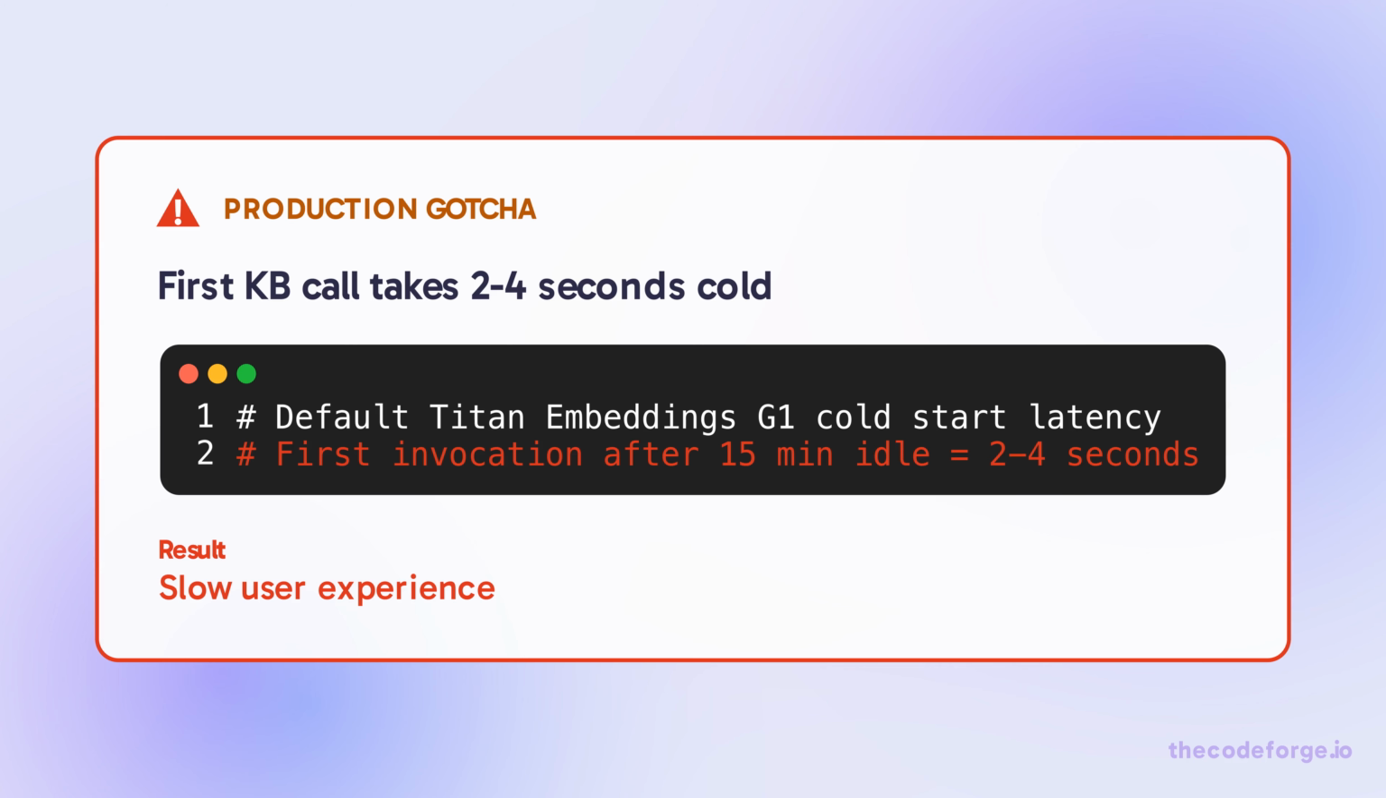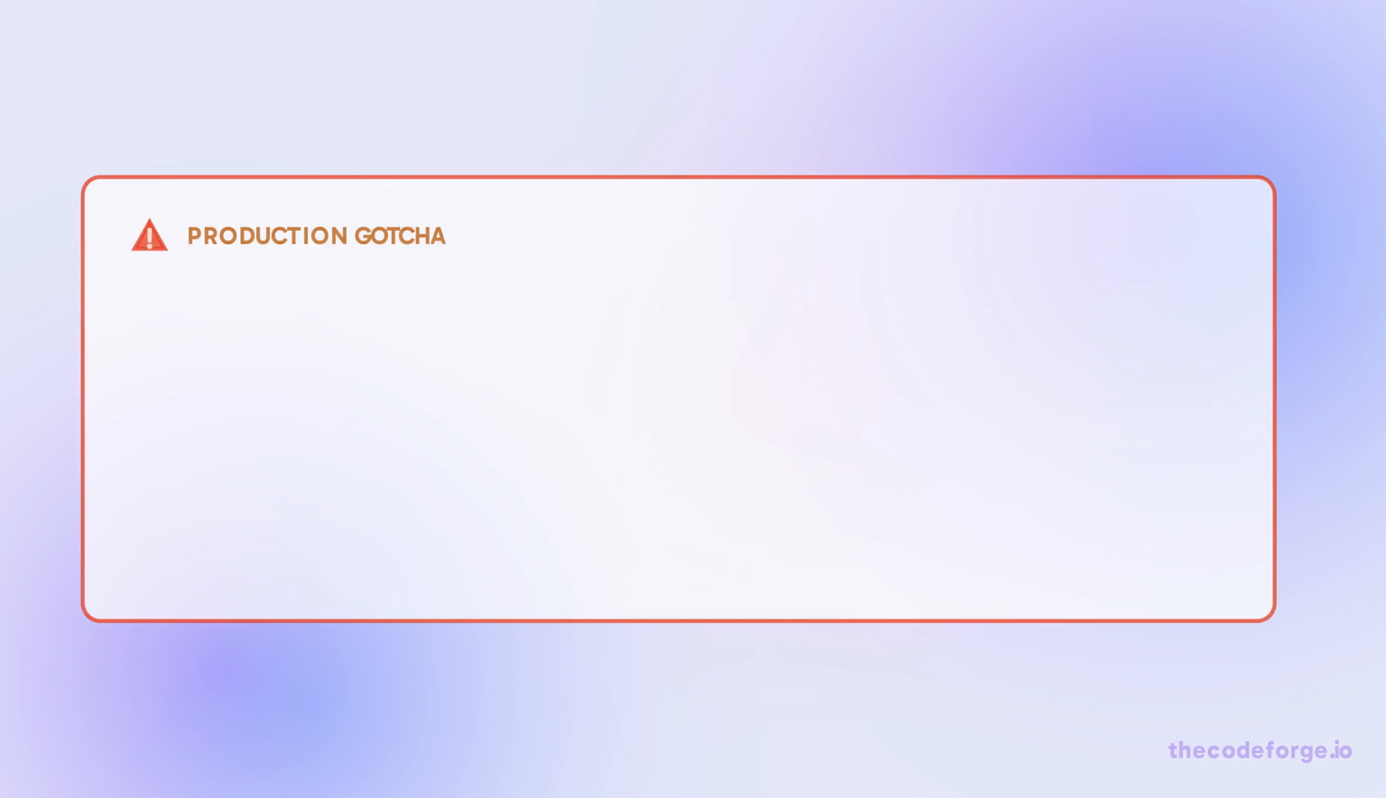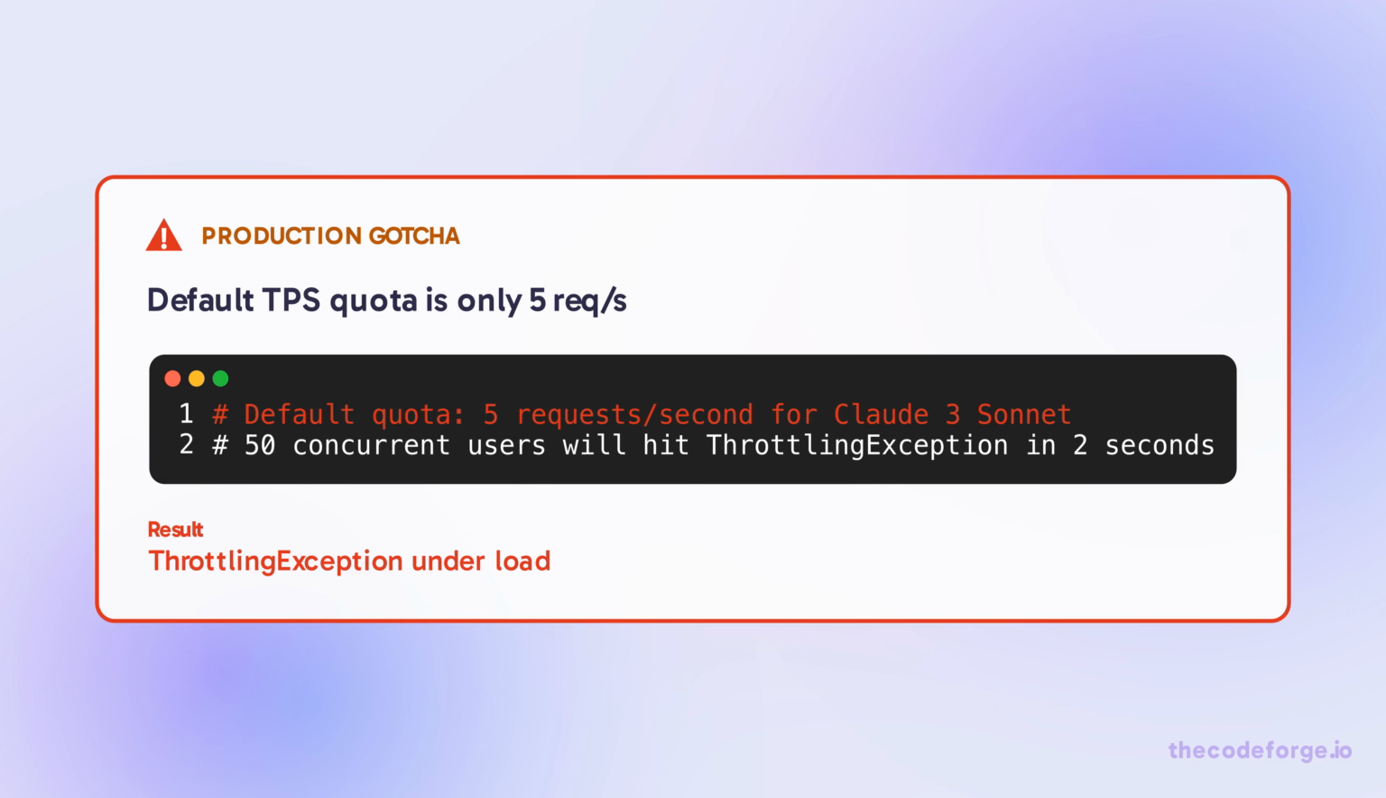Pre-warm with a cron job every 10 minutes or use provisioned throughput on the embeddings model. The default TPS quota for most models is just 5 requests per second. That's fine for demos, but with 50 concurrent users, you'll hit a throttling exception almost immediately. File a service quotas increase at least 2 weeks before launch.